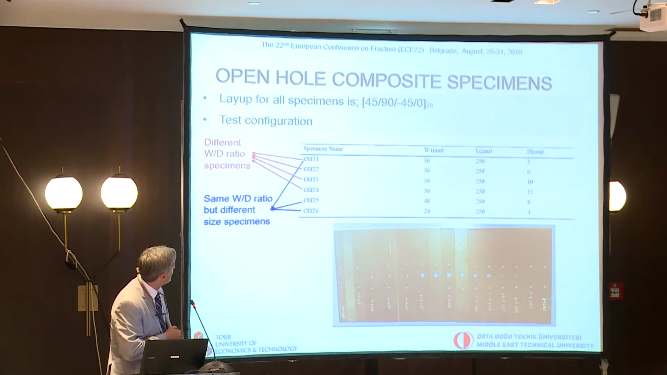And we had a test configuration, a test matrix, open hole tension specimens, 6 of them. Basically, we had the same width and changed the diameter of the hole. And then, for a ratio of 6 for the second one, we changed the size. So we also changed the size, kept the W over D the same.